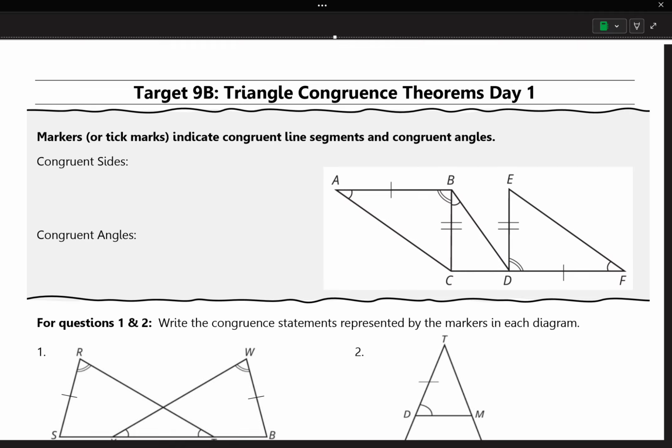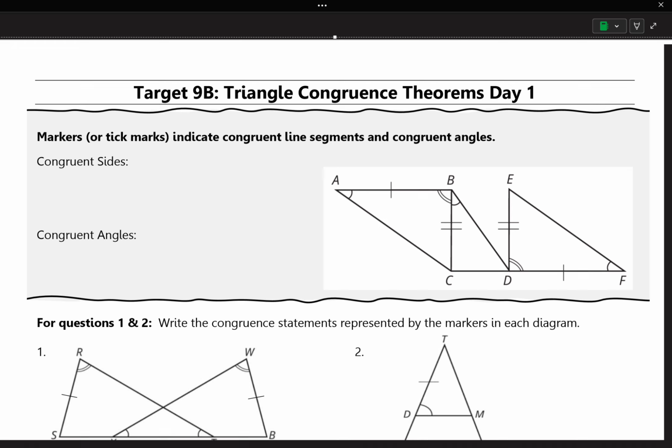Alright, first, let's take a look at some triangles, at their sides and at their angles, and let's see what's congruent. Right now, all we're doing is playing match. For congruent sides, we are looking for just tick marks, right? Sides of our triangle are the outside lines. So let's see which sides are congruent.